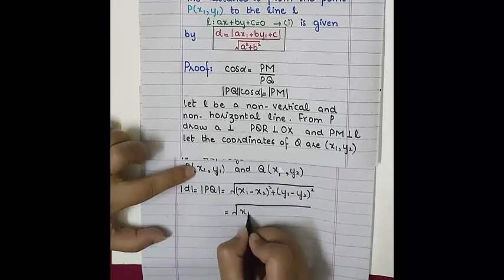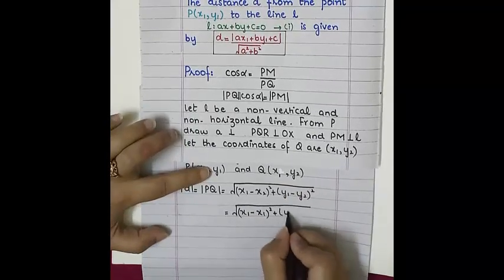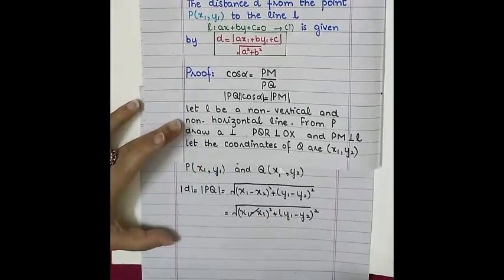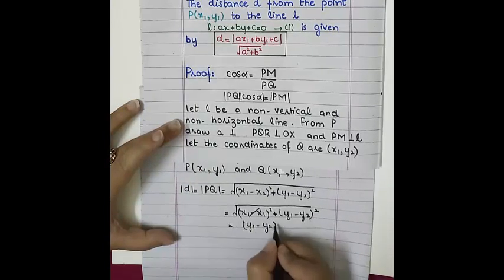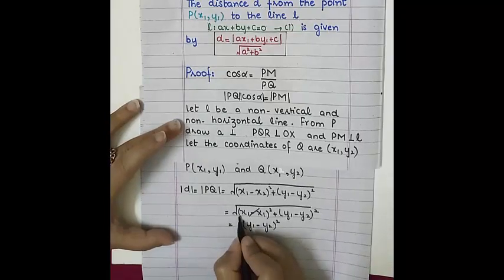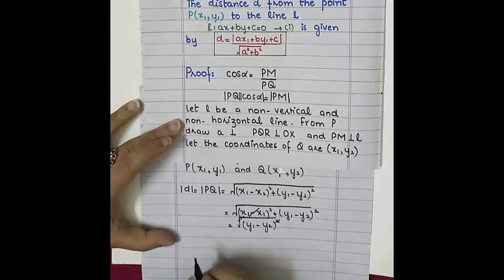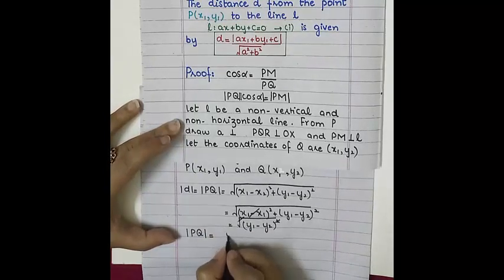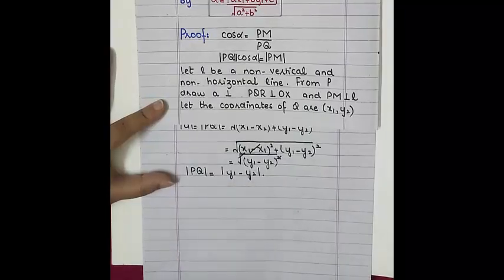So the value of x1 is x1, the value of x2 is again x1, so this will be cancelled out, and we have y1 minus y2 whole square under the square root. The square root will be cancelled out with this square, and we have the value of PQ, which is equal to y1 minus y2. We can write it in the form of mod since it is a distance. This is y1, this is y2.